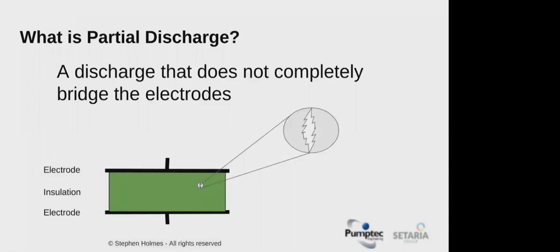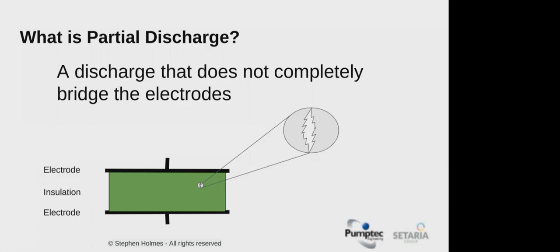So what is partial discharge? Well, if I can paraphrase the IEC definition, it's a discharge that does not completely bridge the electrodes. So in the picture here, you can see there's an electrode separated by insulation, another electrode. And in this particular instance, where we're thinking of a solid insulator, there's a small void between the two, and across that void is a small arc. Not an arc that bridges the electrode, but just across the void itself, where the insulation is not present.